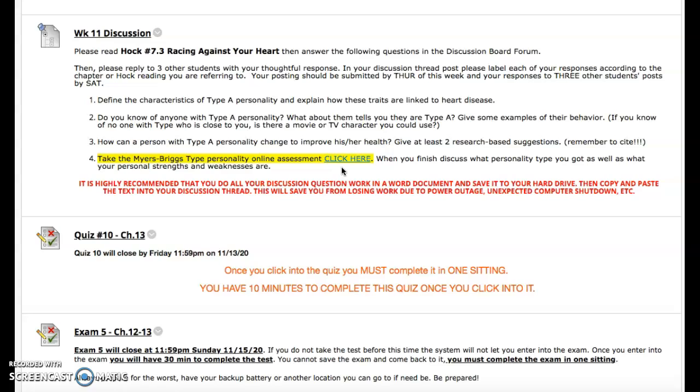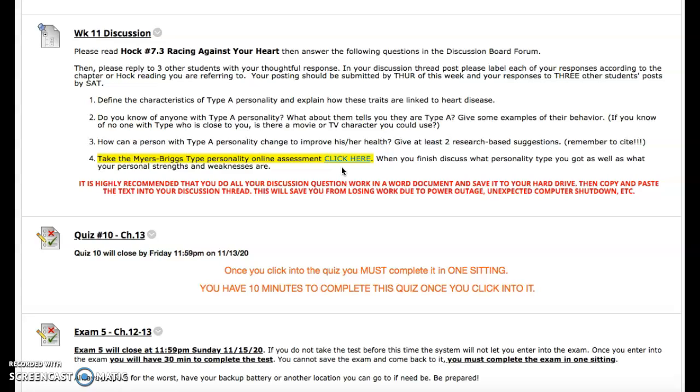And then, do you know of anyone with type A personality? What about them tells you they are type A? Give some examples of their behavior. If you don't know anyone who's type A that's close to you, which would be surprising, so many people are today, maybe there's a movie or a TV character that you could use who you know is type A, and you could describe their behavior.